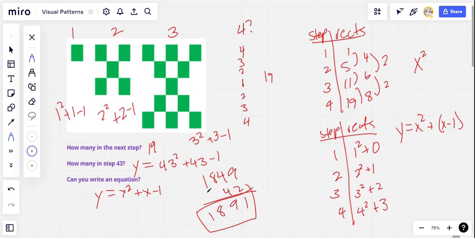Well, how did that go for you? I think this is a pretty tough one. It's hard to see the pattern visually. Were you able to get a hint of it by figuring out that it was a quadratic? And were you able to see this pattern in the numbers? Let me know. Thanks, everybody.